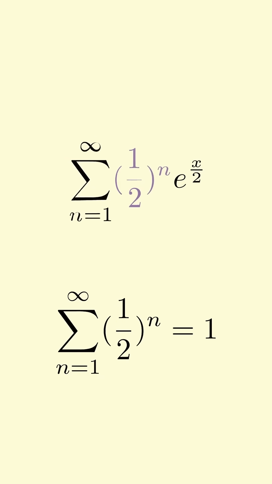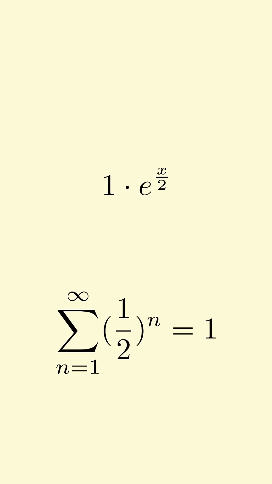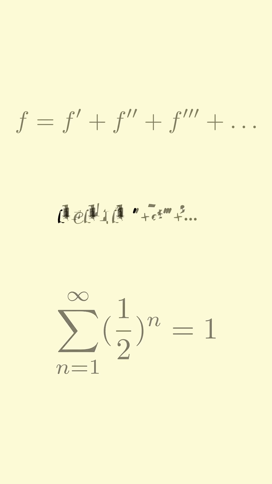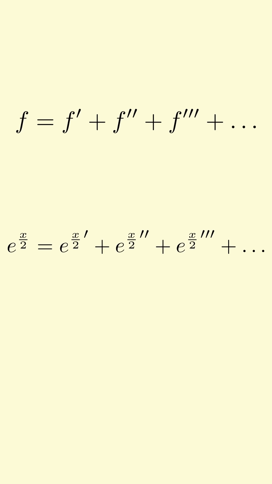Now we can evaluate the sum of all the derivatives. Plugging in 1 for the sum of our coefficients gives us that the sum is equal to e to the x over 2, which is our original function. Therefore, e to the x over 2 solves our initial differential equation.